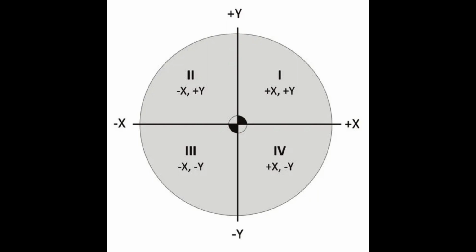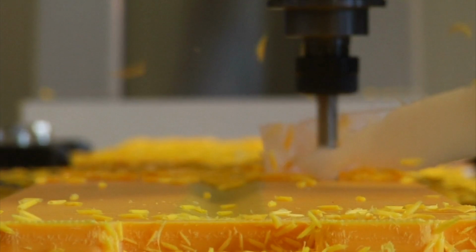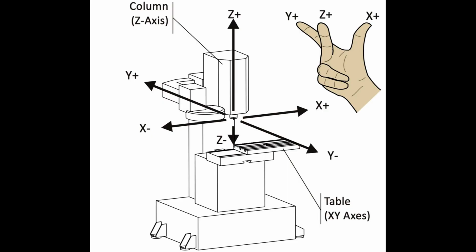An easy way to understand the Cartesian coordinate system in relation to your CNC machine is using the right-hand rule. Hold your hand out palm up with your thumb and index finger pointed outwards, and your middle finger pointed upwards. Place your hand in front of your CNC machine, aligned with the machine spindle, and you'll see the axes line up perfectly. Middle finger is the Z-axis. Index finger is the Y-axis. Thumb is the X-axis.